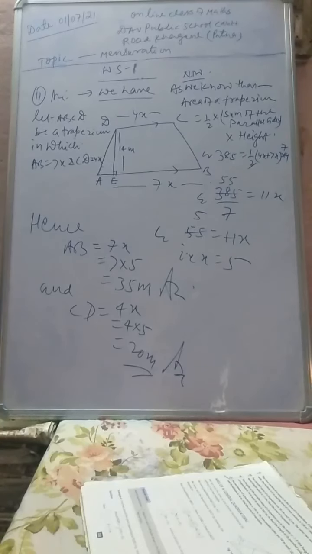After calculating x, we are able to evaluate the values of AB and CD, where AB is equal to 7x, 7 into 5, that is 35 meters, and CD is equal to 4x, 4 into 5, that is 20 meters. That is your answer. Have any doubt in it?